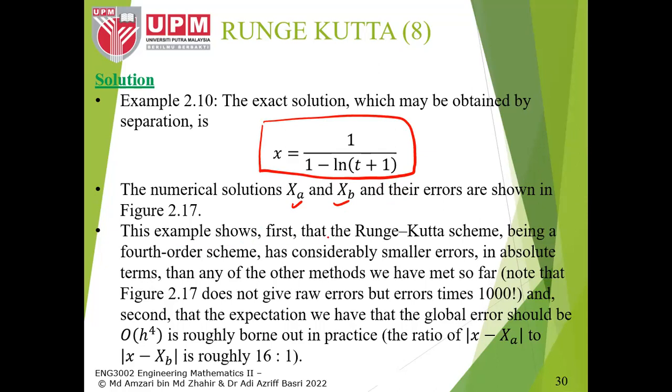So this example shows that the Runge Kutta scheme, being a higher order scheme, gives a smaller error in absolute terms than any of the other methods we have met so far. It means that the Euler method error is on the order of h to the power of 2, but Runge Kutta is a higher order scheme, so it has more detailed calculations. So for the second expression, we expect the global error to be on the order of h to the power of 4. Just now, if you remember, Euler is O of h to the power of 2. So this one is more accurate because it uses the higher order scheme.